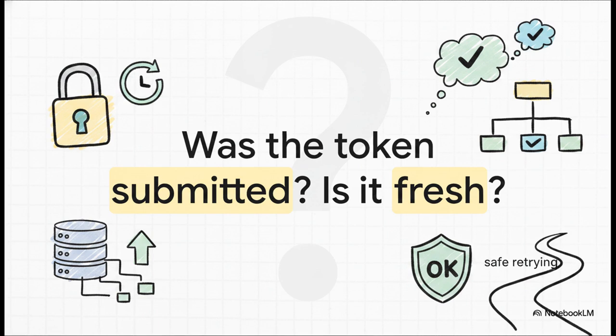Was the token actually submitted to the server? Is it still fresh? Did the page reload entirely? Was the form data even valid to begin with? And is retrying this specific action actually safe? Once your code can answer those questions dynamically, that's when your team finally graduates from that expensive solve-again mentality to truly controlled, reliable automation.